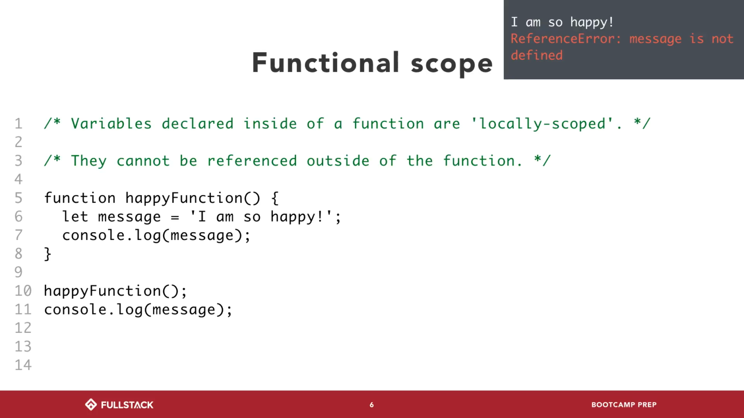Yes? So if let message was outside the function, you could use it both. Right. If let message was on line 4 or line 9, then this console log would be on the same scope as where the message was created. But right now, let message is being created inside this happy function scope. And so basically everything inside happy function is going to be a black box to everything outside of happy function.